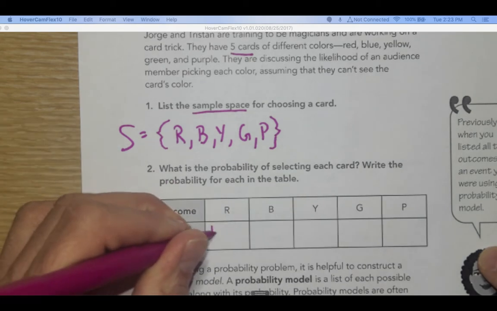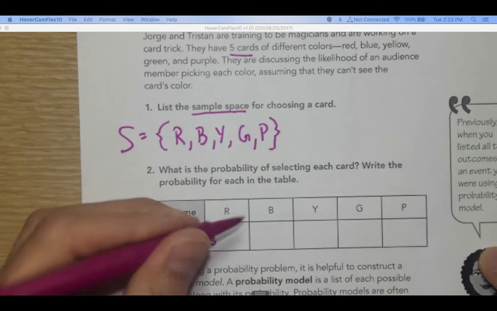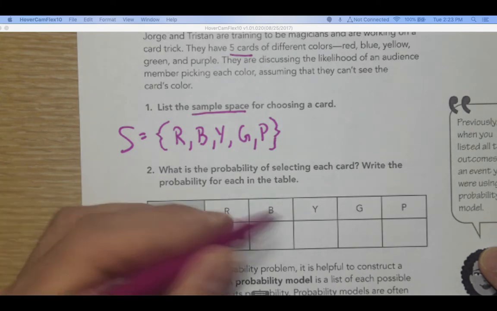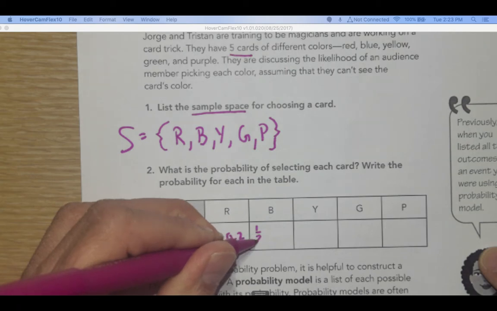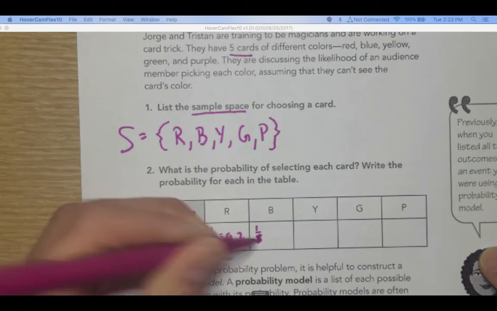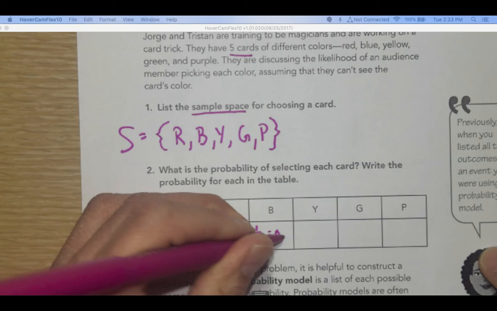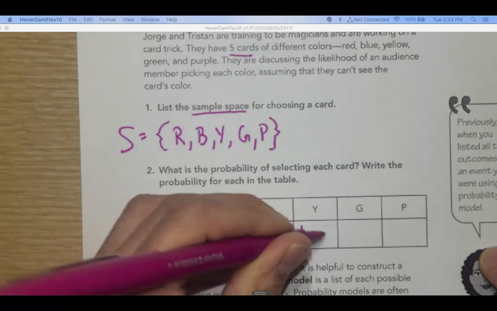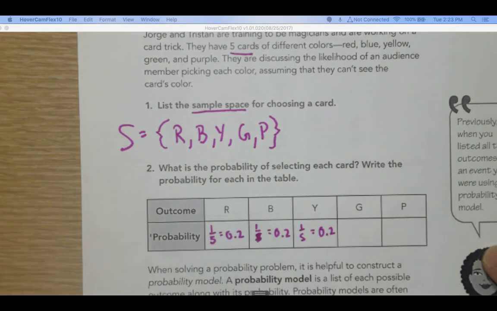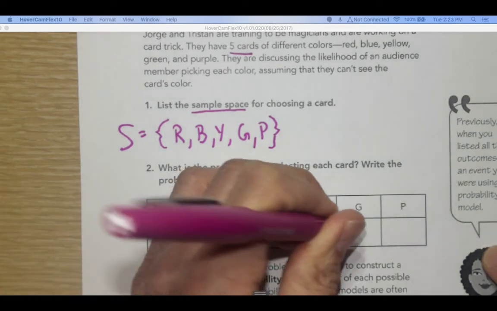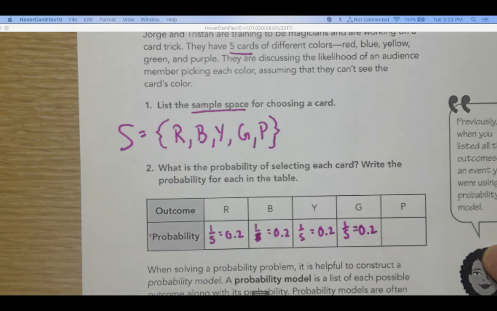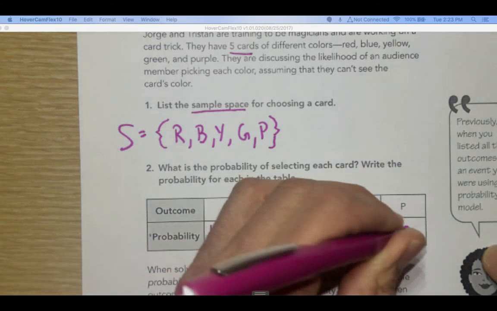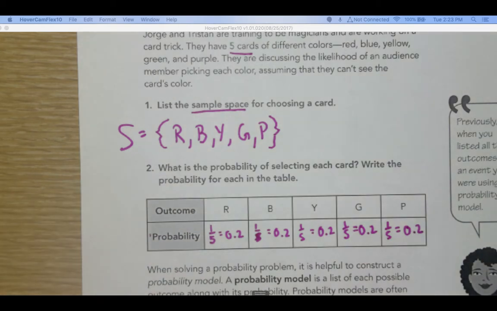Well, you'd have a 1 out of 5 chance of selecting red because there's only one red. That would be the same as 2/10. 1 out of 5 for blue, which is the same as 2/10 or 20%. 1 out of 5 for yellow, which is the same as 2/10 or 20%. 1 out of 5 for green, which is the same as 2/10 or 20%. And then 1 out of 5 for purple, which is the same as 2/10 or 20%.